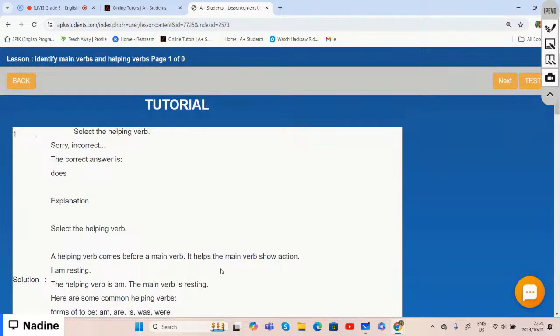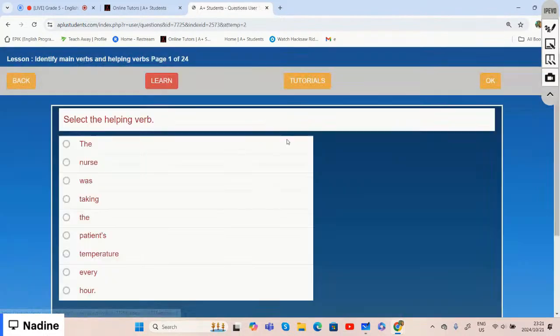All right, so now let's go to our test where we are going to identify main verbs and we're going to identify helping verbs within the sentences. We need to select the helping verb within the sentence. Helping verbs. It is the nurse was taking the patient's temperature every hour. What is the helping verb within the sentence?